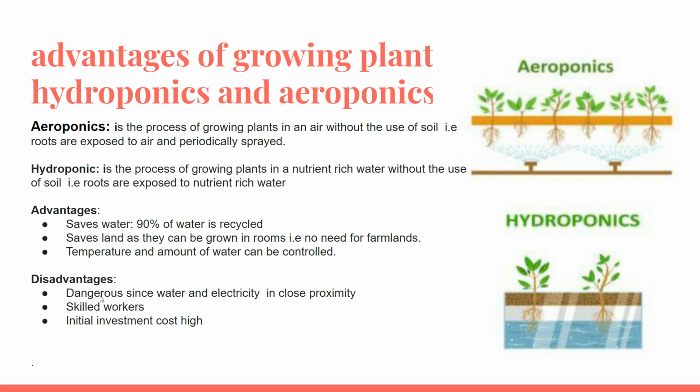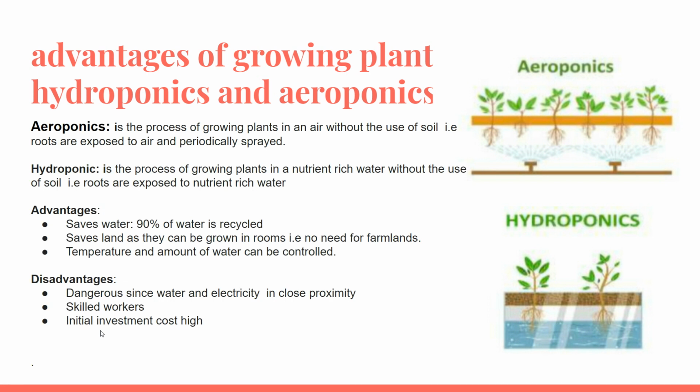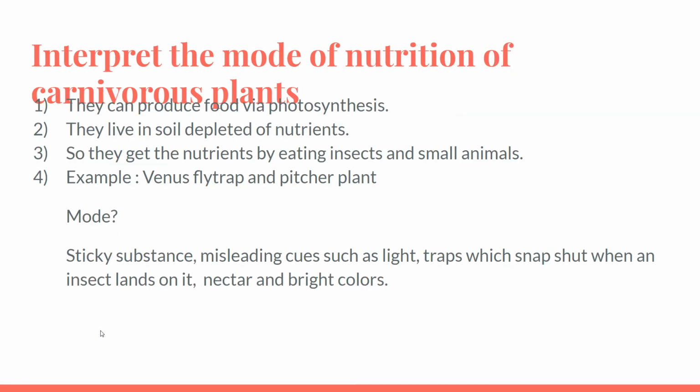Then the disadvantages are that they can be dangerous, since when water and electricity come in close proximity, there can be a spark. Then also that you need skilled workers for growing aeroponic and hydroponic plants, right? And they are of course going to ask for salaries as well. And third thing, the initial investment cost is high, right? In order to buy the machinery and everything.